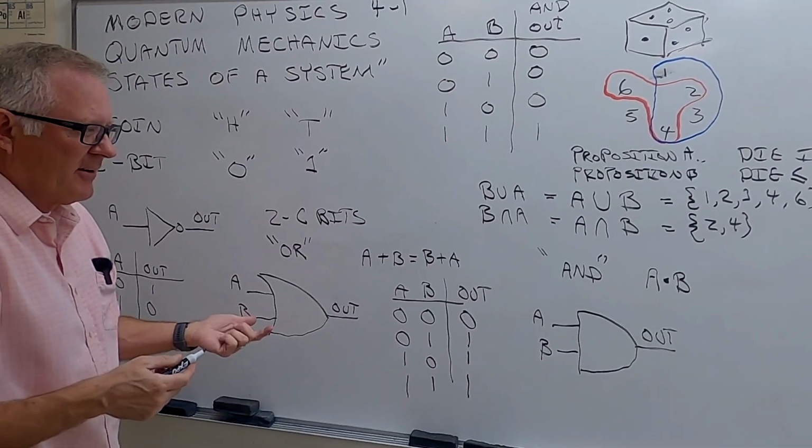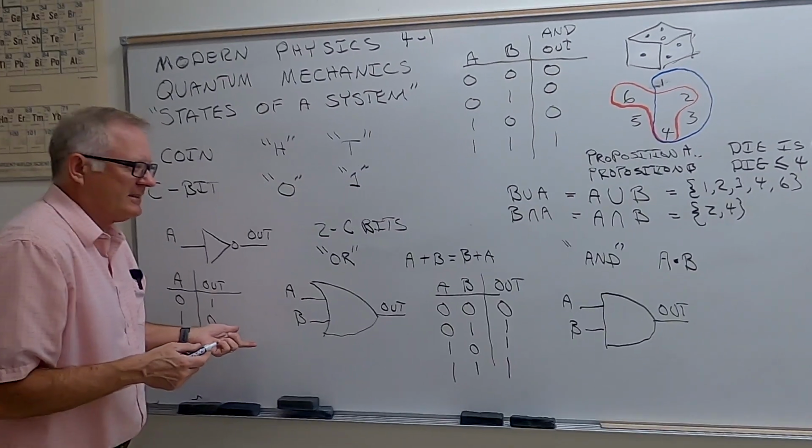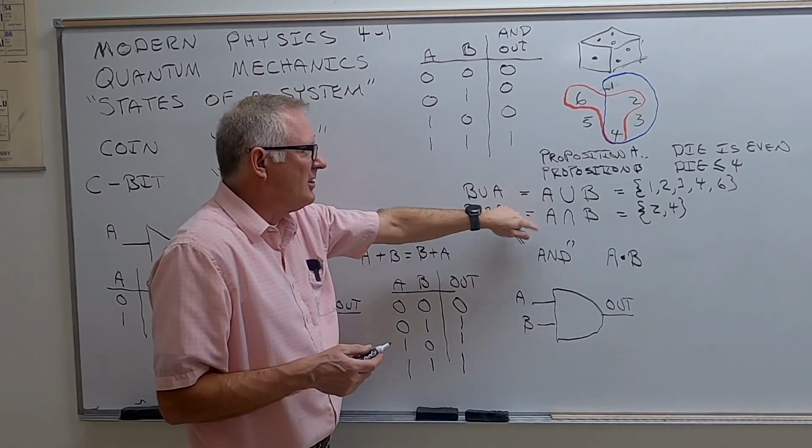This is set theory. Set theory is exactly like what we did down here, but that was just for a two-state system. This is for as many states as you want. We use intersection and union instead.